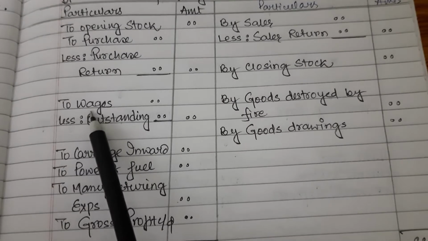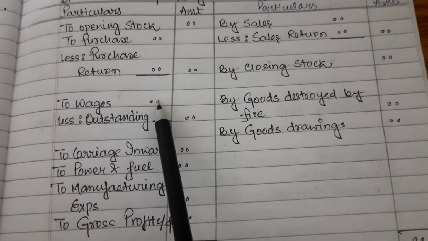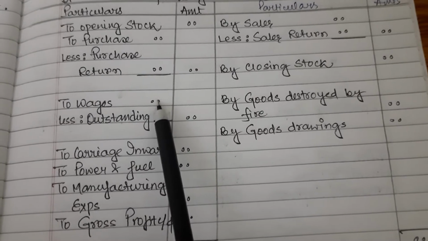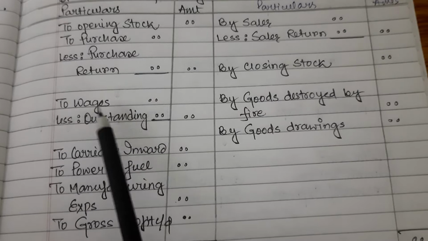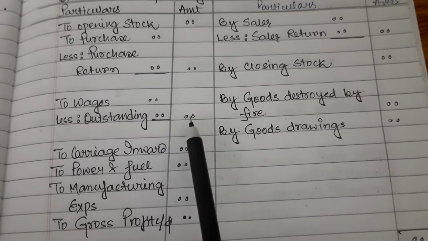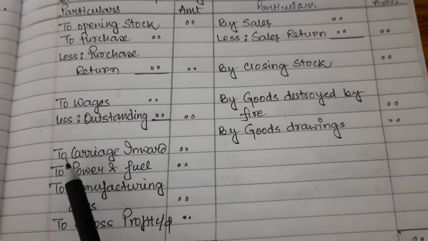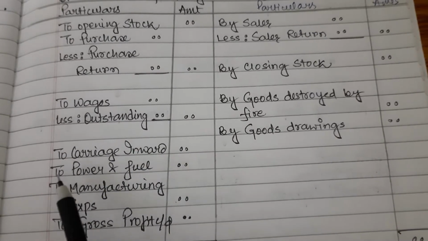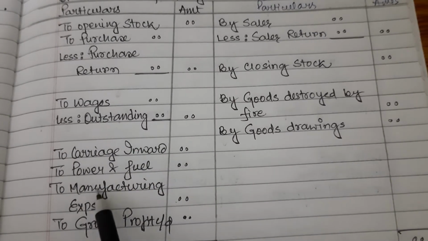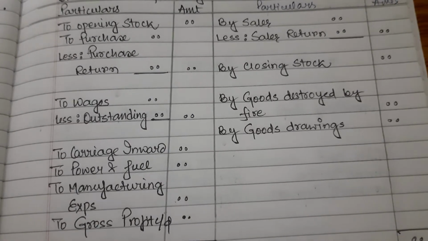Now next is your wages. Wages means when we are paying some wages to our casual worker, and if any is due to be paid, it is to be added to record the total wages for the year. Next is your carriage inward. Next is your power and fuel, manufacturing expenses. All these are to be recorded in trading account.